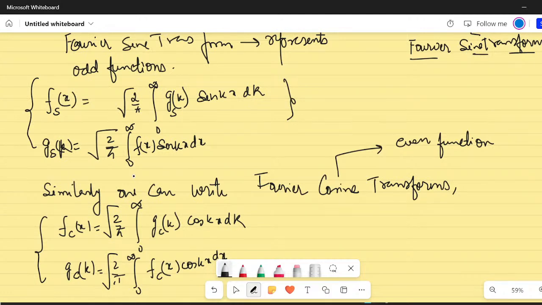A few of the books you'll find that they're writing it, so there is a chance of ambiguity. You need to see these things in exam. Okay, so this is what I would say.